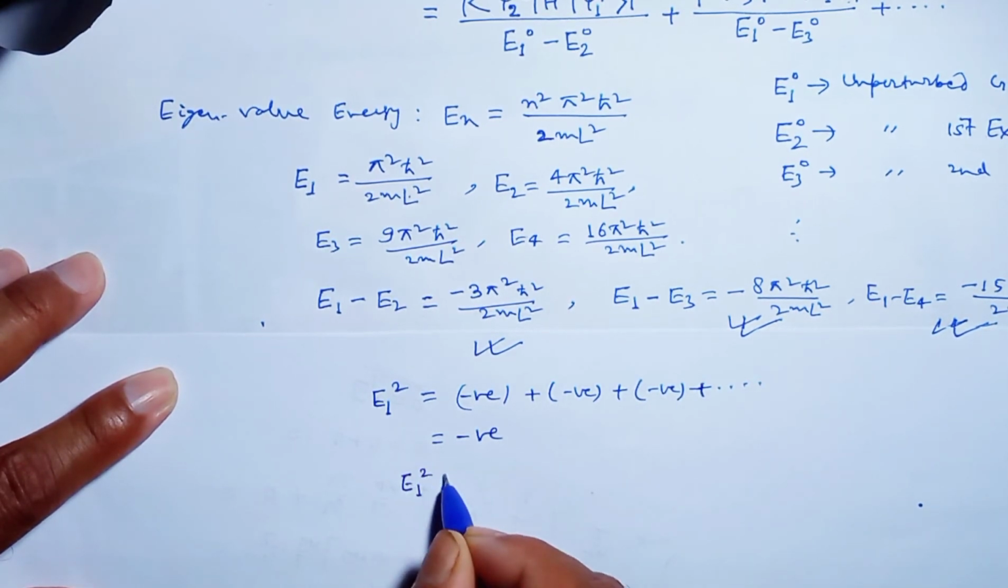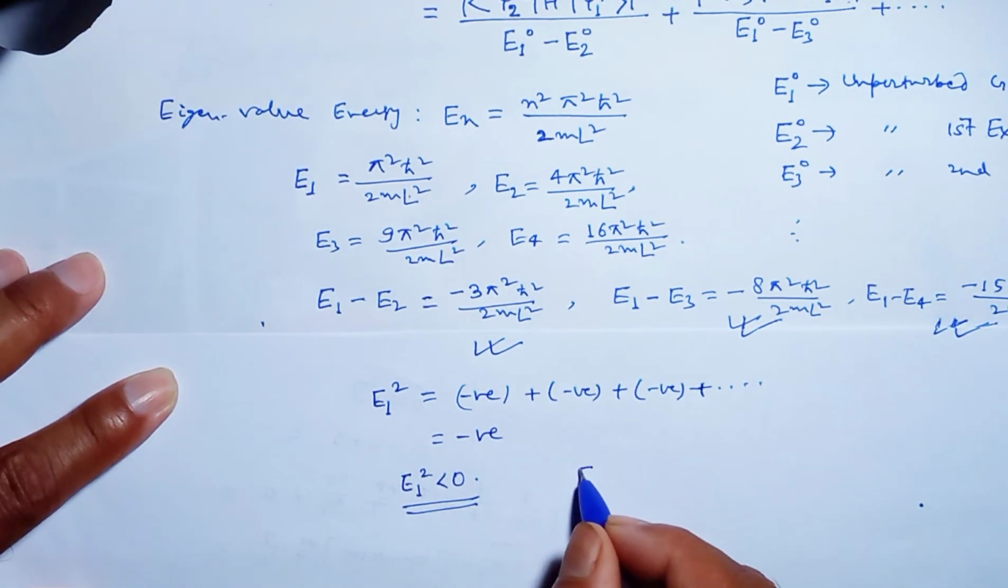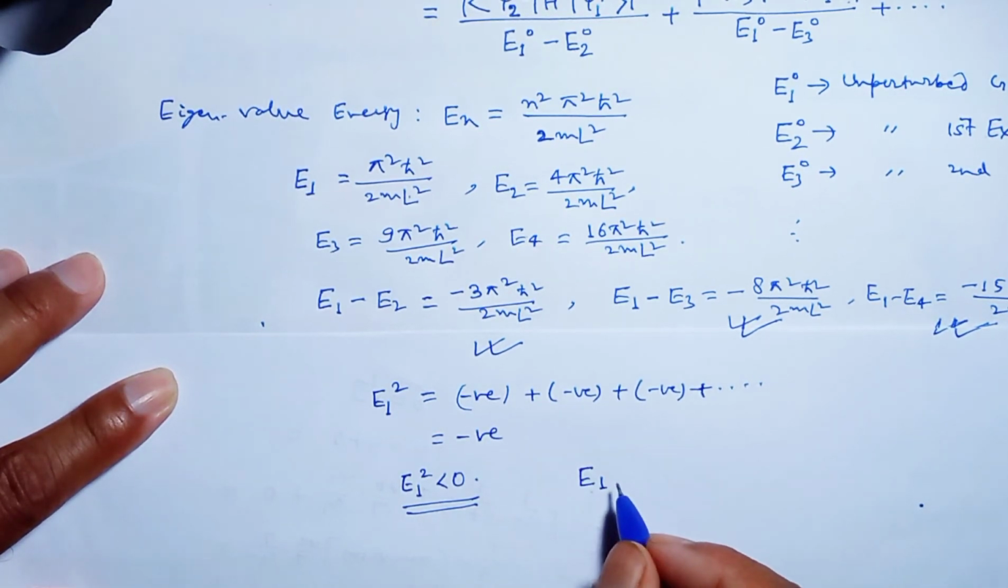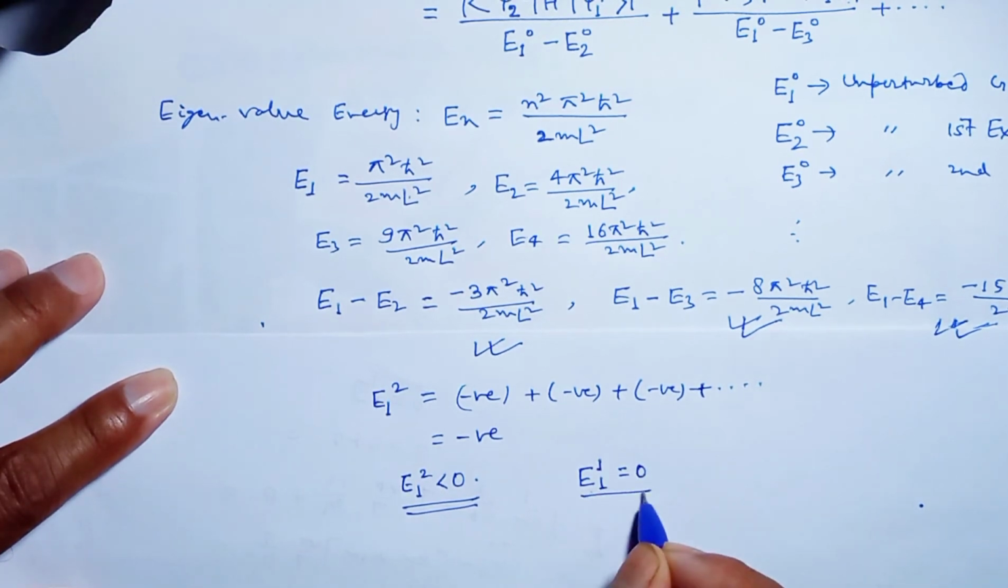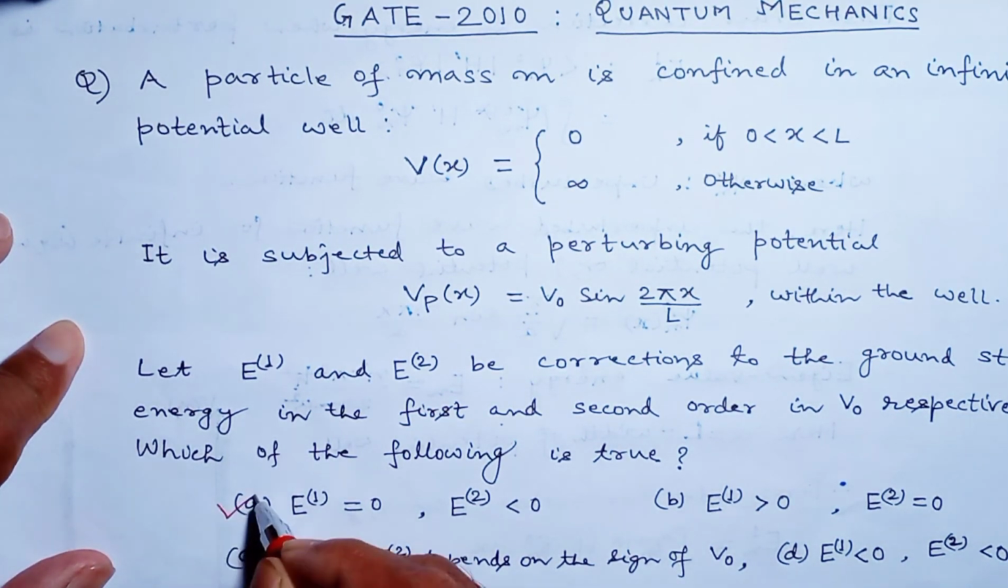In other words, this may be written as E12 is less than 0, and we have already calculated the first order correction in ground state energy, E11, to be 0. Clearly out of the 4 options, option A is true, it is correct.